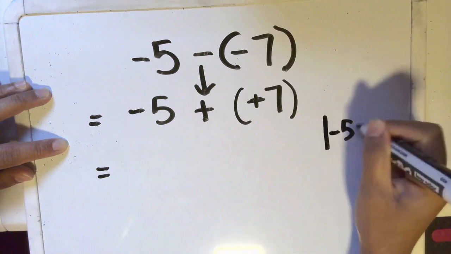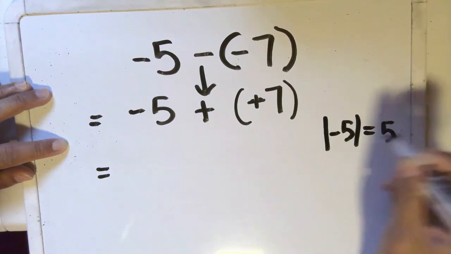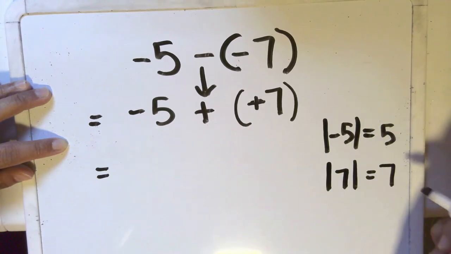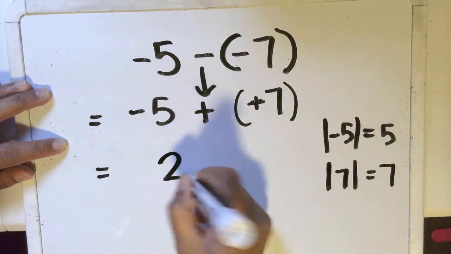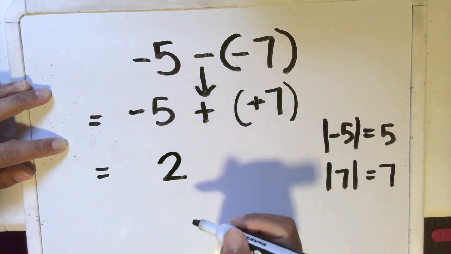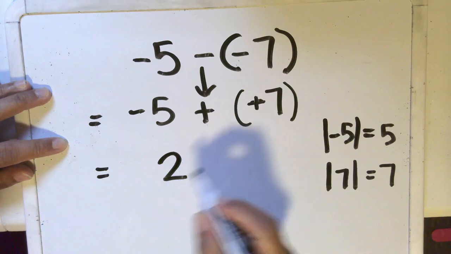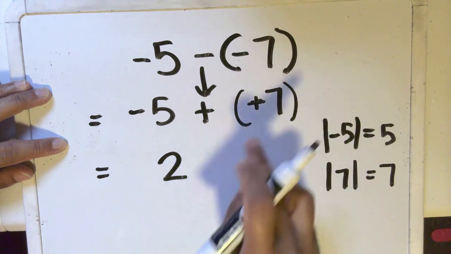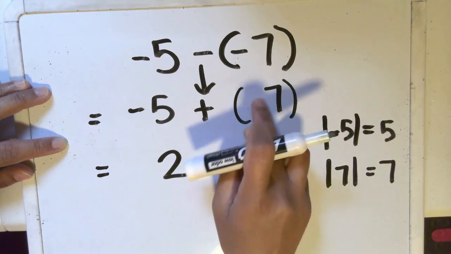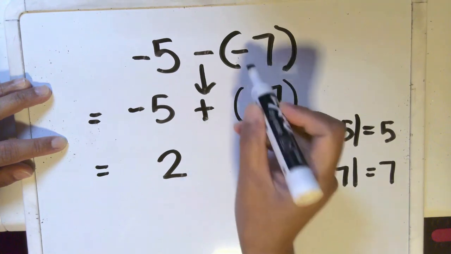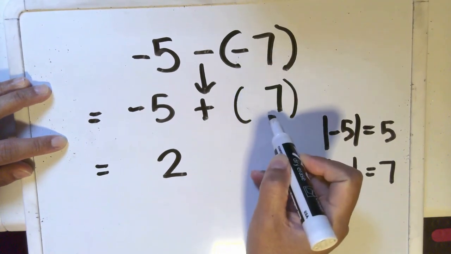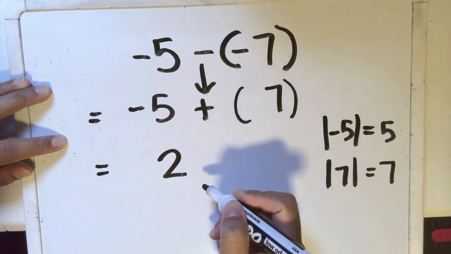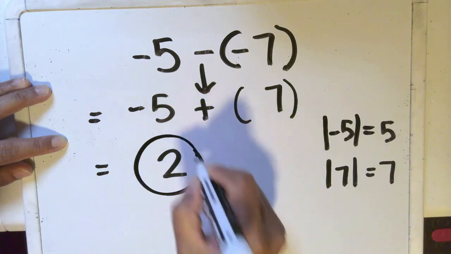So the absolute value of negative 5, which is 5, and the absolute value of 7, which is 7, will be subtracted. I'll have 7 minus 5 is equal to 2, and then copy the sign of the number with the higher absolute value. In this case, it will be positive, since positive 7 has a higher absolute value. Also, please remember that if the number has a positive sign, you don't really have to write the positive sign anymore. So from negative 7, I can just simply write 7 because I'm changing that to positive 7. And again, copy the sign of the number with the higher absolute value. Therefore, the final answer is 2.